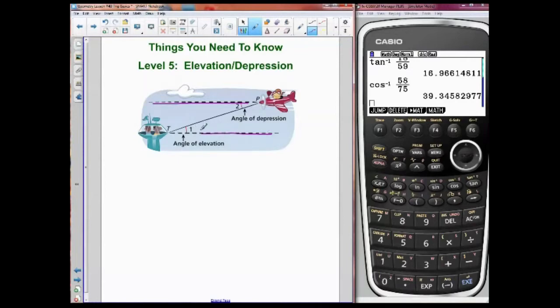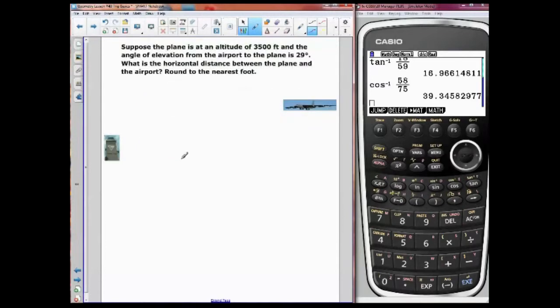It's all from the perspective of where the angle meets. See the vertex right here? This is going to be an angle of elevation because you have to have the horizontal line. Here's where the angle meets. Here's my horizontal line. This is going down. So let's take a look at an example.